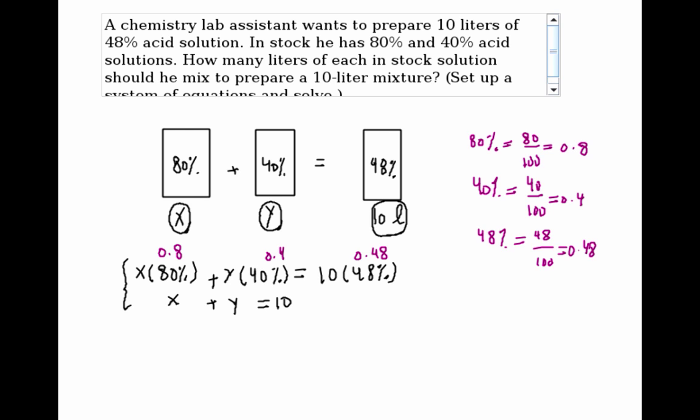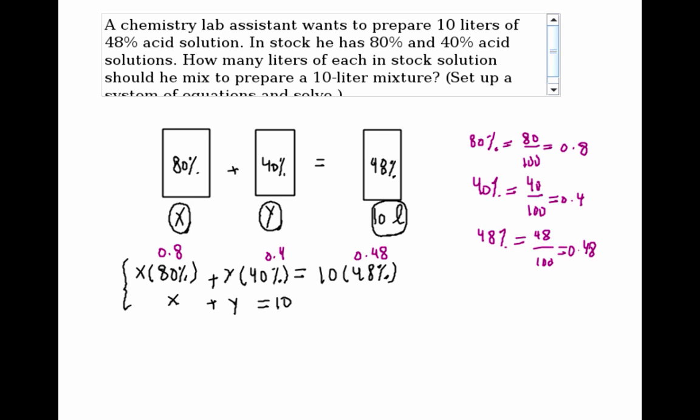The chemistry lab assistant wants to prepare 10 liters of 48% acid solution. In stock, he has 80% and 40% acid solutions. How many liters of each in-stock solution should he mix to prepare a 10-liter mixture? Set up a system of equations and solve.